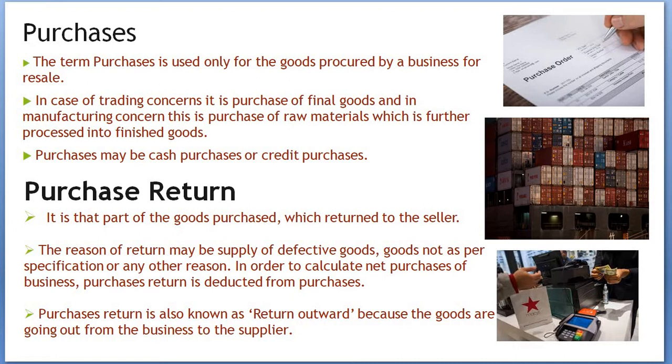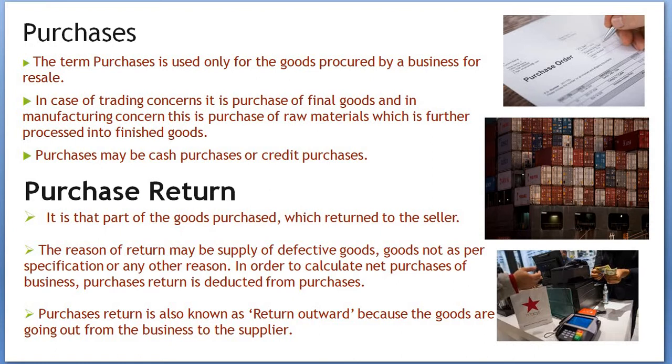In order to calculate net purchases of the business, purchase return is deducted from the purchases. Whenever we do the whole process of accounting, we have to calculate the net purchases. Net purchases means total purchases minus purchase return. Total purchases means cash purchases and credit purchases. Purchase return is also known as return outward. We can use the word return outward instead of the word purchase return. Return outward, the thing that is going outside, it means purchase return, going to the supplier from your side.